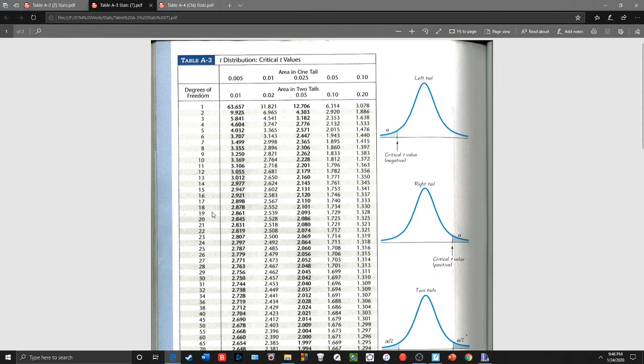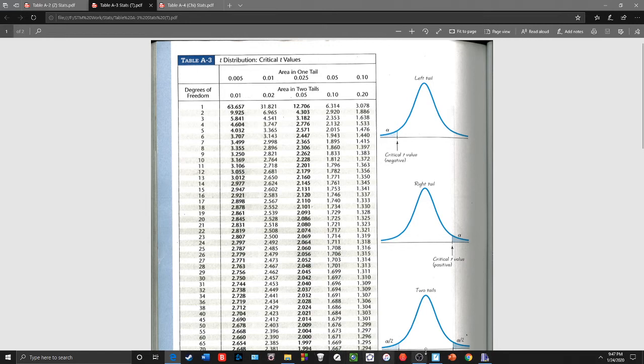So the closest I can get is right here, between these two numbers, 2.861 and 2.539. So 2.77 is somewhere between there. So I found the boundaries. I found the low and the high end. So I'm going to go up, up, up, up, up to the area in two-tail row, and I look to the left, and I look to the right. So my p-value is somewhere between these two columns, the 0.01 column and the 0.02 column.